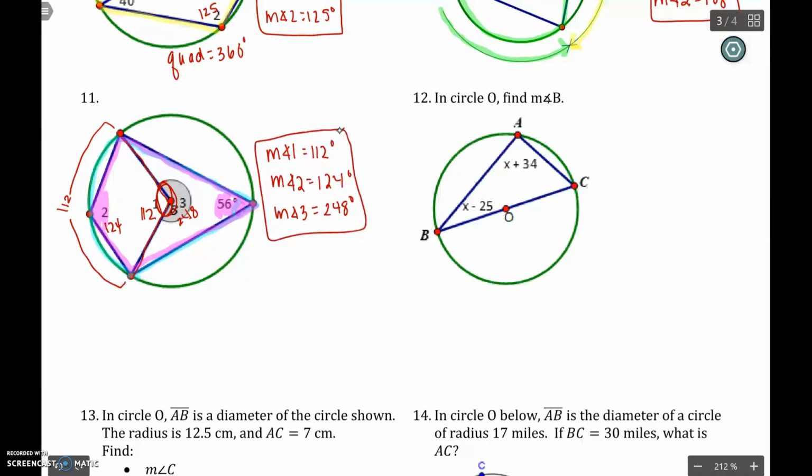All right, for number 12, I have a diameter. So by Thales' theorem, angle A here must be 90. And so x plus 34 has to equal 90. And therefore, when I subtract 34 from both sides, I get that x is 56. They want us to find angle B, though, so I do need to substitute that back in. So 56 minus 25 is 31. And so the measure of angle B is 31 degrees.